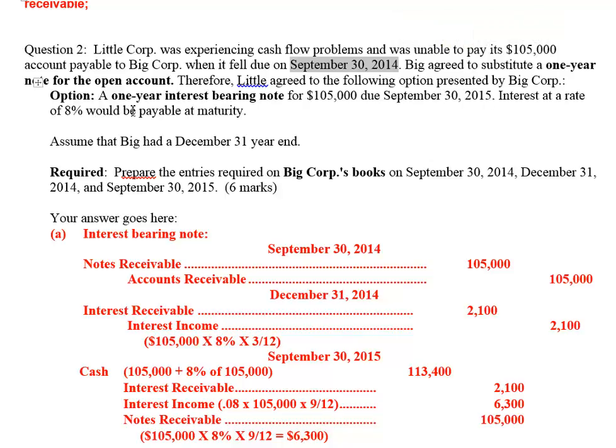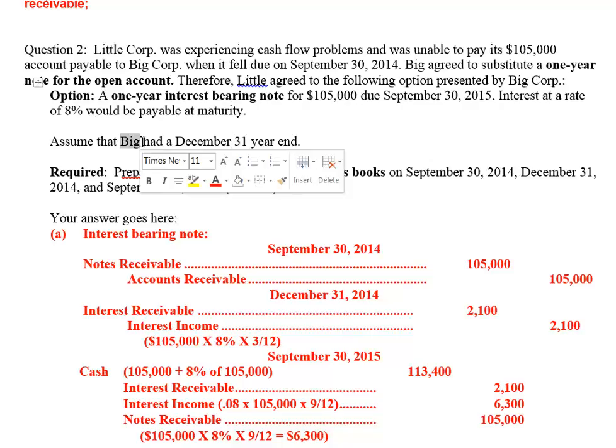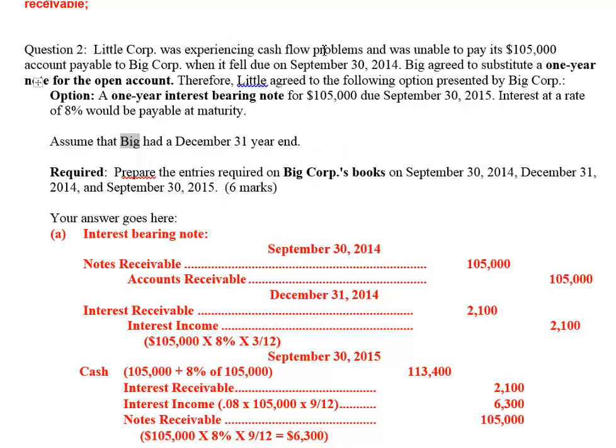Interest is at 8%, payable at maturity, which would be this date. All right? So now, let's assume that Big had a December 31st year end. So now we have an intervening year end. So you're asked to make journal entries on Big's books. Big has the receivable, right? So Big is waiting to receive this money from Little. How do we know? Because Little was the one that had the payable, all right?